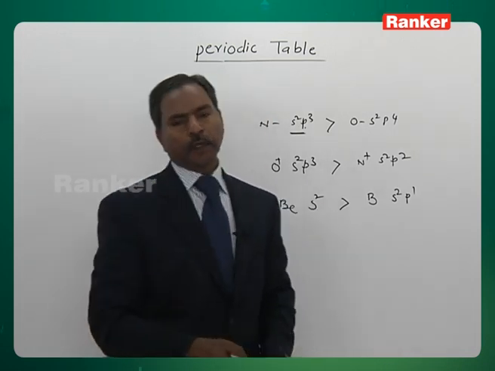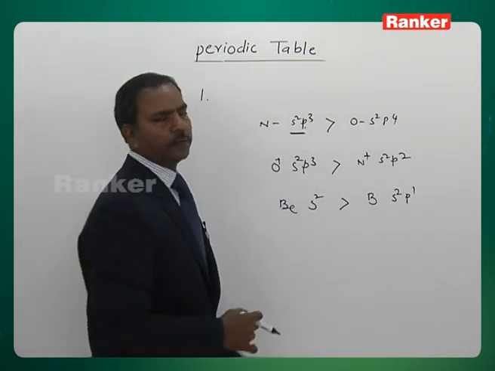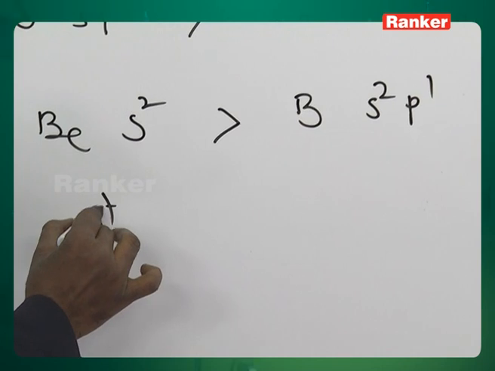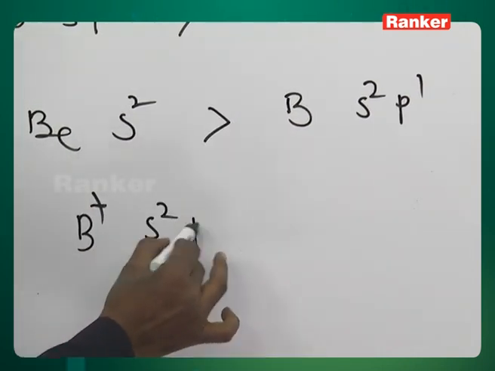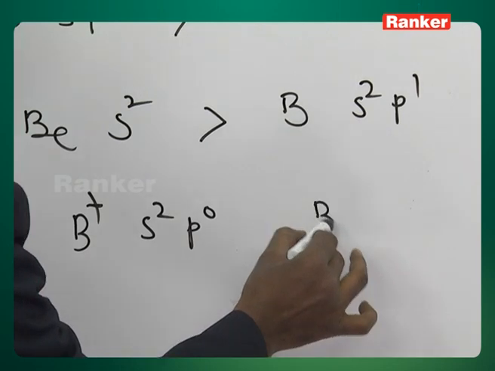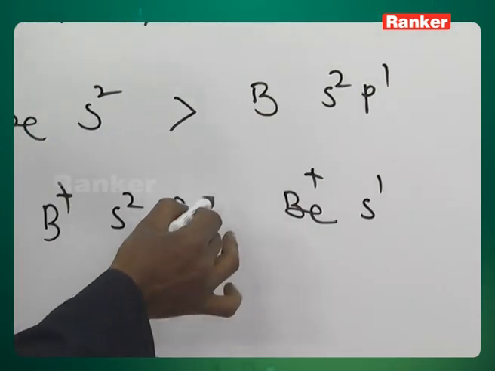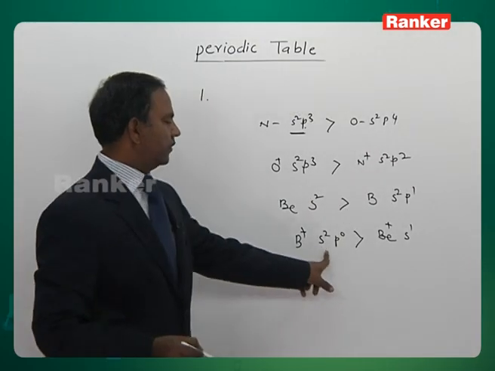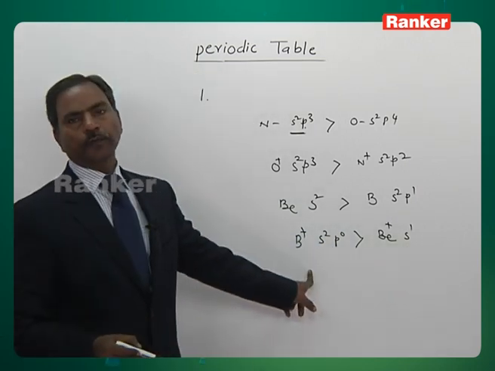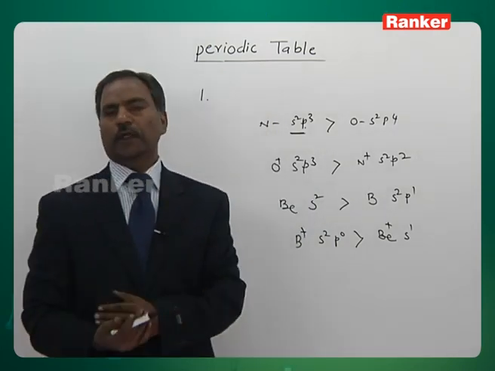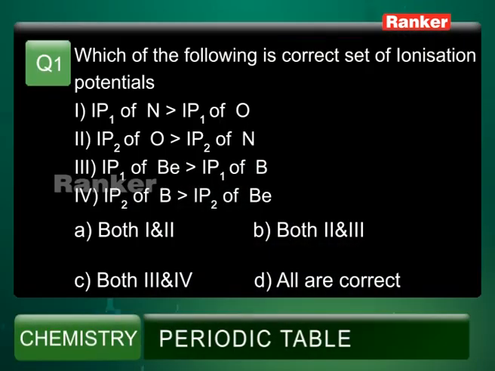Coming to option 4, IP2 of boron is more than IP2 of beryllium. For IP2, let us say B plus, it is s2p0, and for beryllium, Be plus, it will be s1. Definitely this is s2 configuration, this is s1 configuration, therefore the second IP of boron is more than the second IP of beryllium. So all the options given are correct. Therefore question number 1, the answer is D.